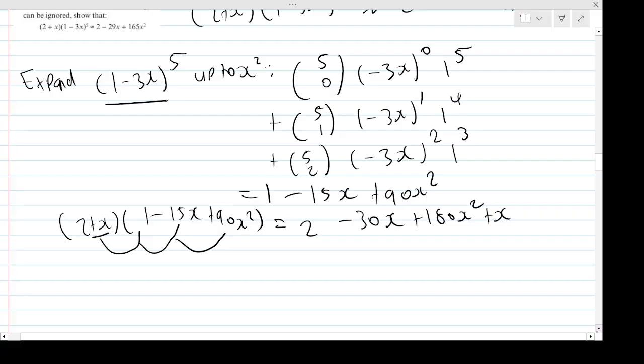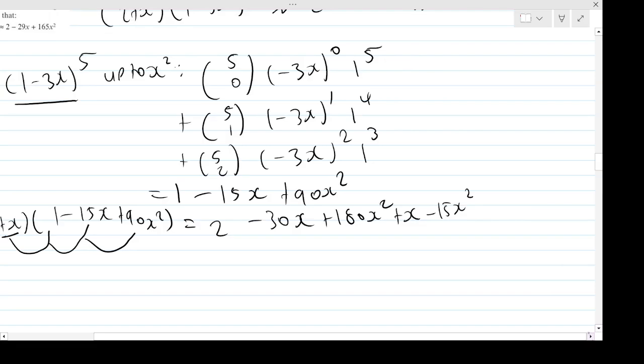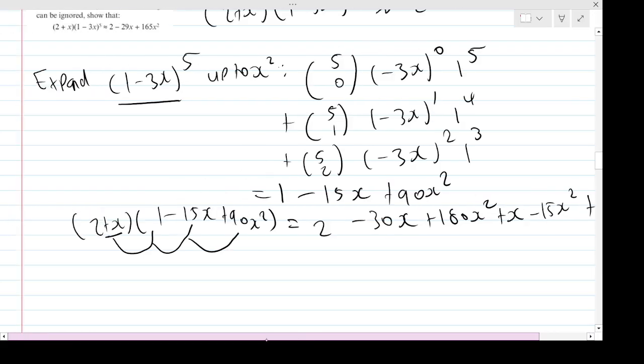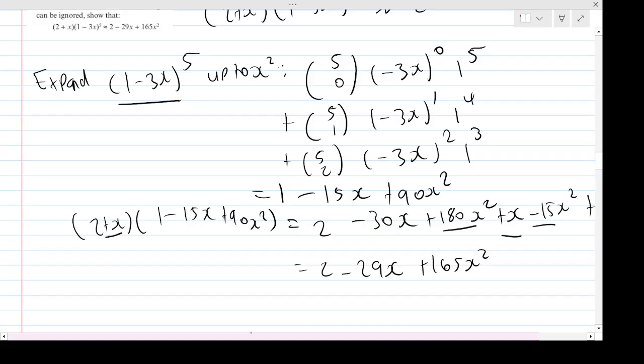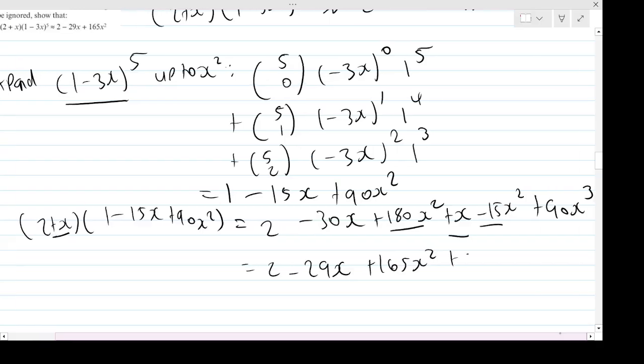X times minus 15x is minus 15x squared. Then we have x times 90x squared, that'd be plus 90x cubed. Right, okay. Well, we can collect like terms. So to simplify, we're going to get 2. And then we have minus 30x plus x, that's minus 29x. Then we have 180x squared minus 15x squared, that's plus 165x squared. But we also have a 90x cubed.